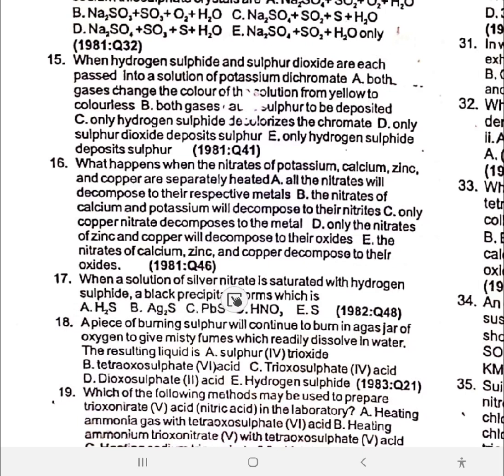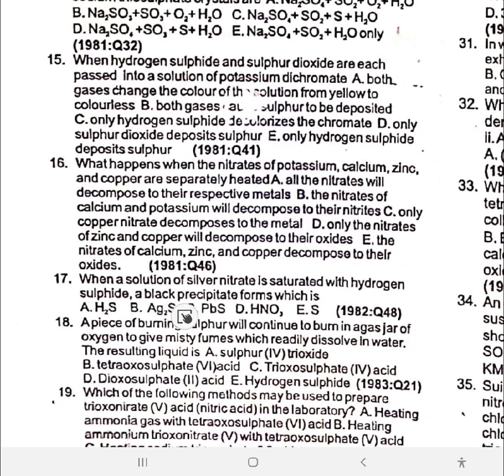17. When a solution of silver nitrate, similar thing again, is saturated with hydrogen sulfide. Don't forget the way they test for hydrogen sulfide. You can use silver nitrate, you can use lead nitrate. So here, they say when a solution of silver nitrate is saturated with hydrogen sulfide, a black precipitate forms, which is... Some people will go and pick option C. The answer is option B.